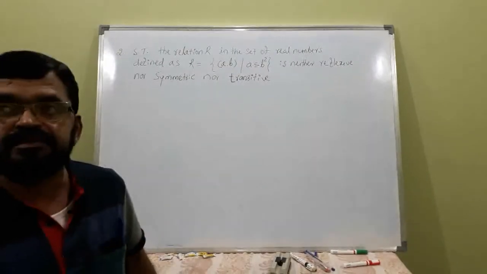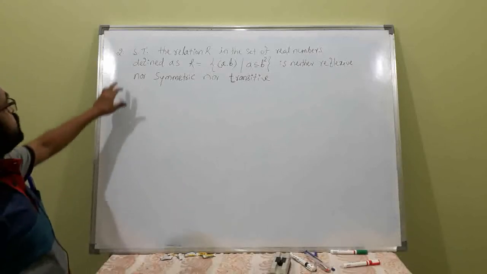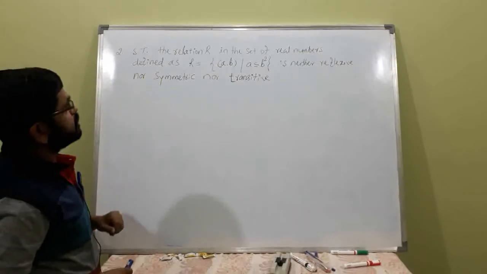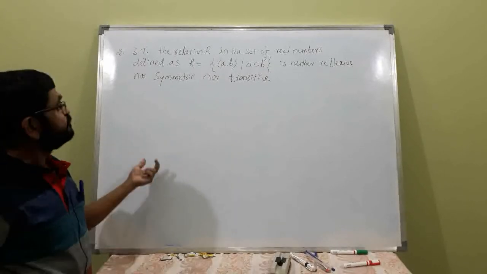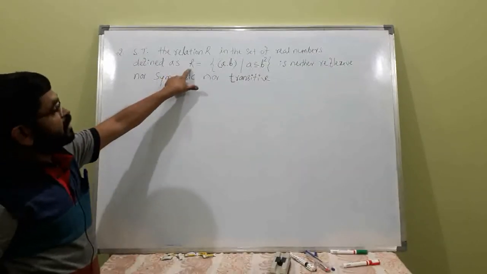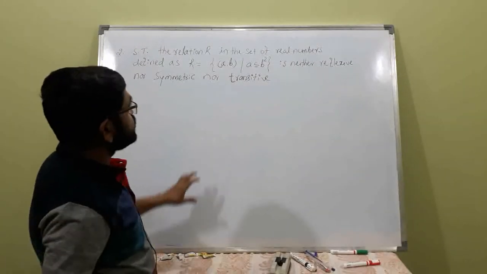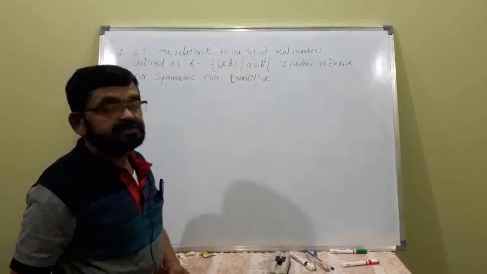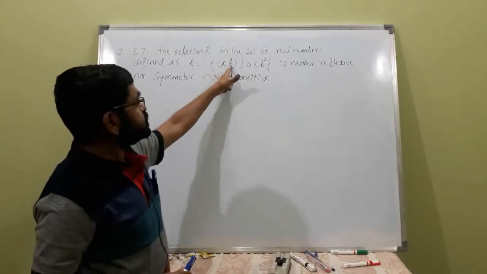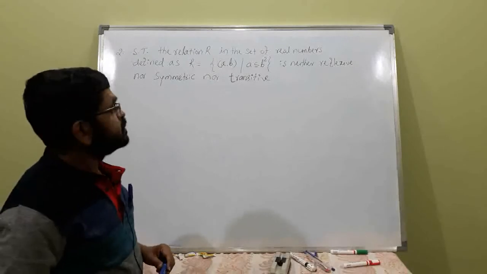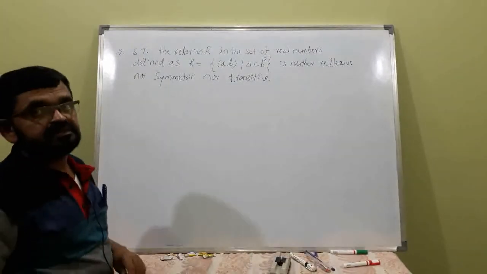Okay, let us start with the next example. Second one: show that the relation R in the set of real numbers, defined as R equals the set of all ordered pairs (a, b) such that a is less than or equal to b square, the first element is less than or equal to the square of the second element, is neither reflexive nor symmetric nor transitive.